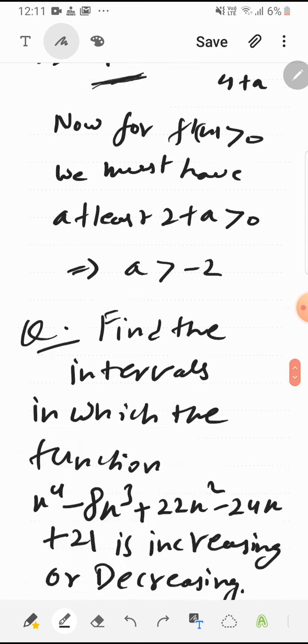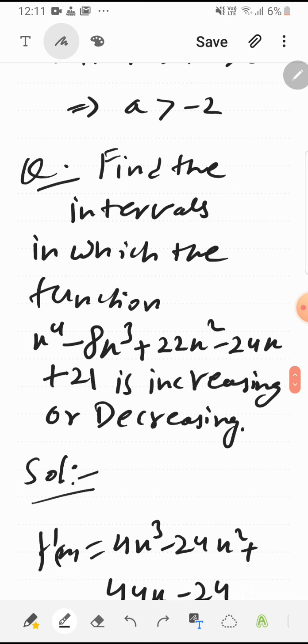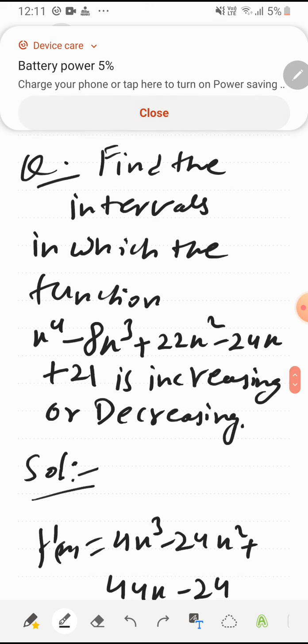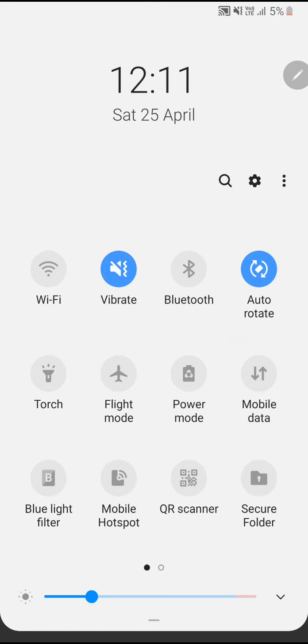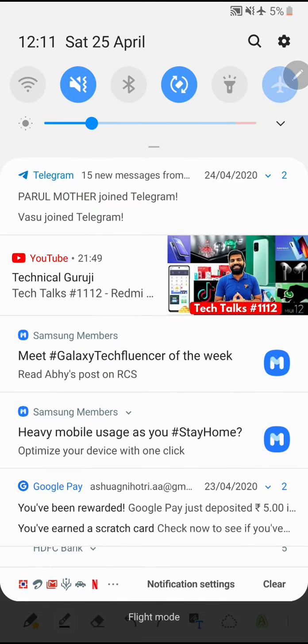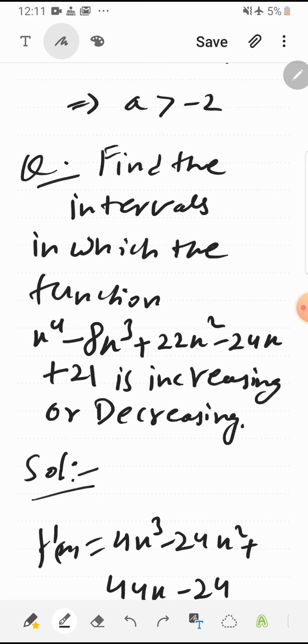Now the next question is a board question, a previous year question. It's a high degree polynomial, raised to the power 4, a biquadratic polynomial, and the question is simple. Find the intervals in which the function x raised to the power 4 minus 8x cube plus 22x square minus 24x plus 21 is increasing or decreasing.